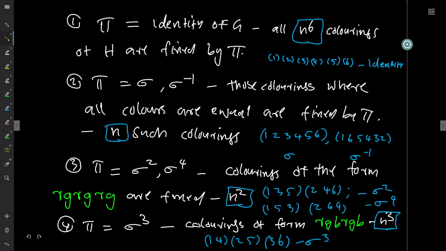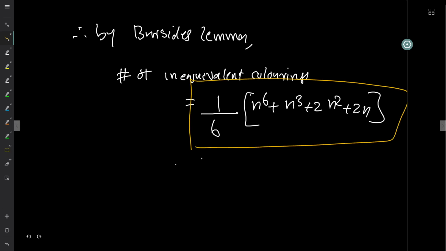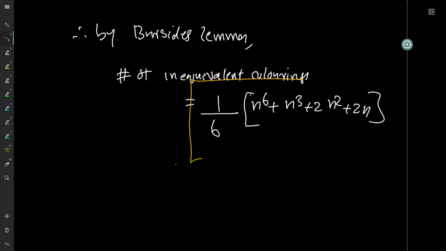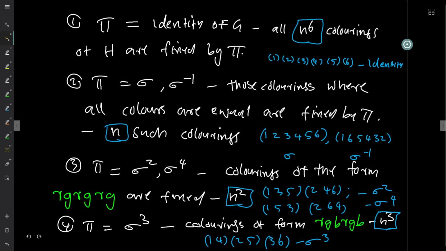But now let us observe something else. If you look at this count that we have obtained here, we have 1 by 6 into n raised to 6 plus n raised to 3 plus 2n square plus 2n. So let us see what is the exponent of n raised to 6 here. n raised to 6 comes from the identity of G, and you will see that the identity has exactly 6 cycles in its cycle representation. So the identity permutation has exactly 6 cycles, 6 one-cycles.